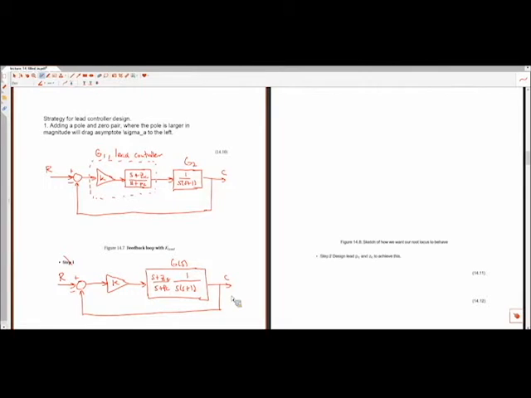Okay, so any questions about that idea before we get into the rest of this problem? Okay.